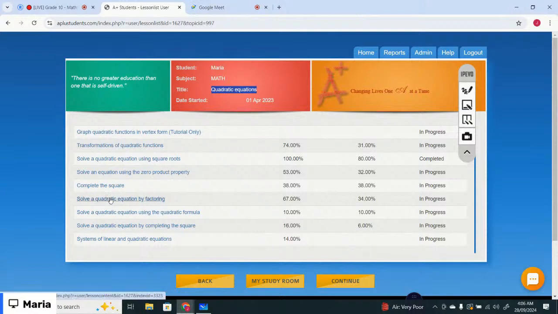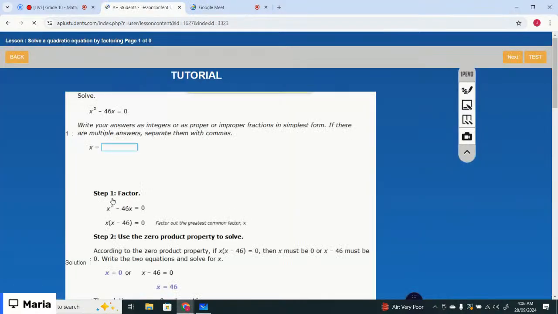So here I'm on grade 10 math. The chapter we are on right now is quadratic equations. Let's just start with the lesson, that is solve a quadratic equation by factoring.